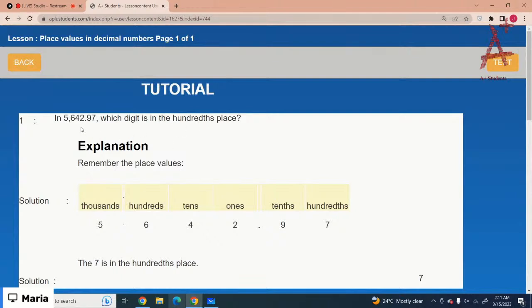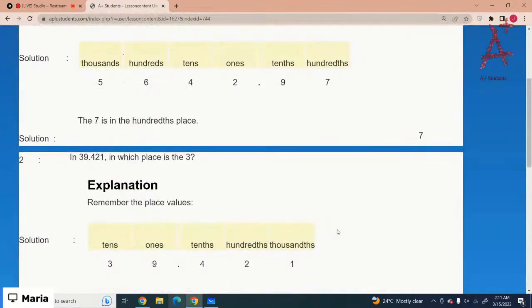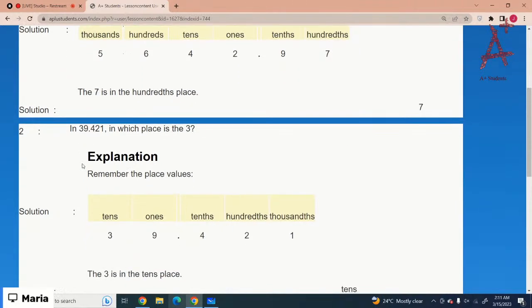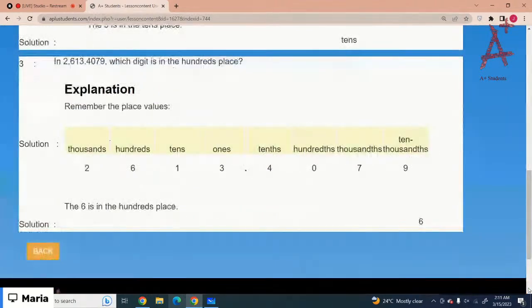So hundredths, it would be like this. This is the place chart. 9 is at the tenths position and 7 is at the hundredths position. Got it? So be careful while reading the question. Like in 39.421, in which place is the 3? Before the decimal point, the place values are exactly the same as we learned in early grades. It would be ones, tens, and hundreds. So 3 is at the tens position. Do not confuse between the whole numbers and the decimal numbers. Got it?